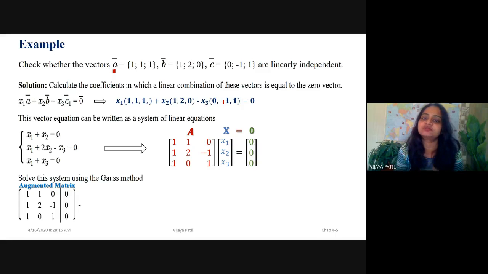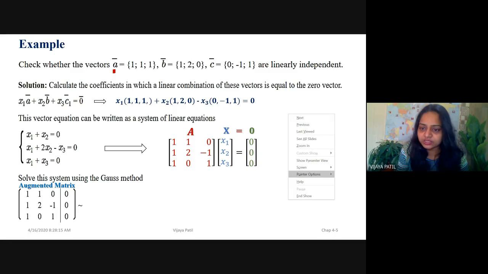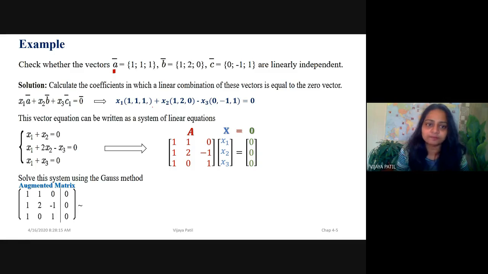Similarly for b bar, similarly for c bar, right? So it's equal to 0. Now after that we need to form this type of equations. But how can we do that? Let me just do that with a pointer.